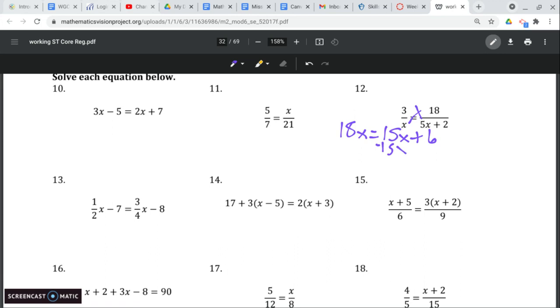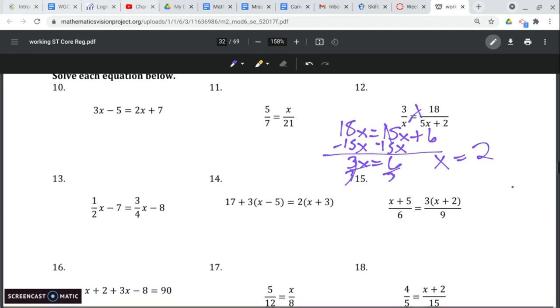We subtract the 15x. 18 minus 15 is 3x equals 6. Divide by 2. Or sorry, not divide by 2. I was thinking what the answer was. Divide by 3. Sorry about that. So x equals 2.